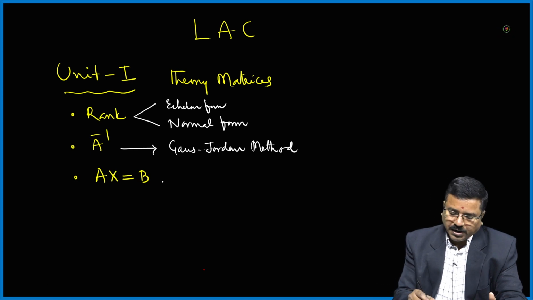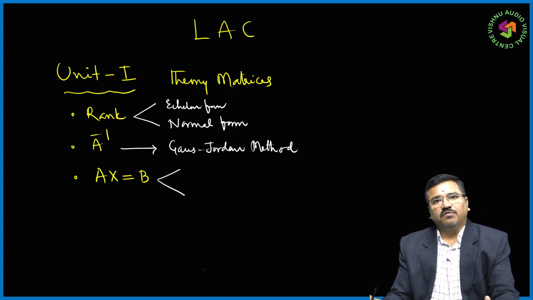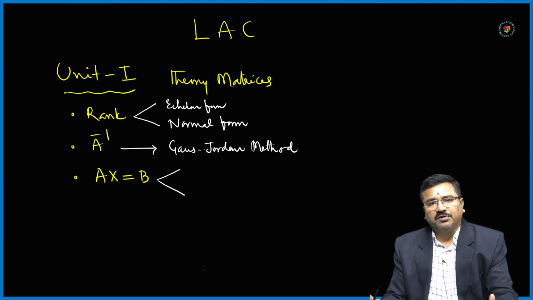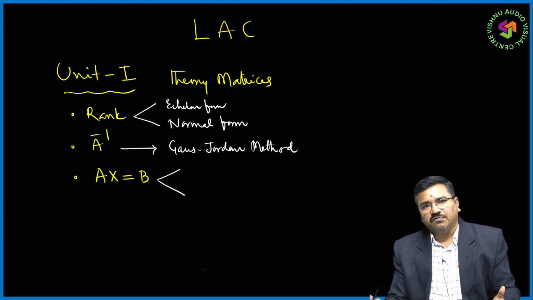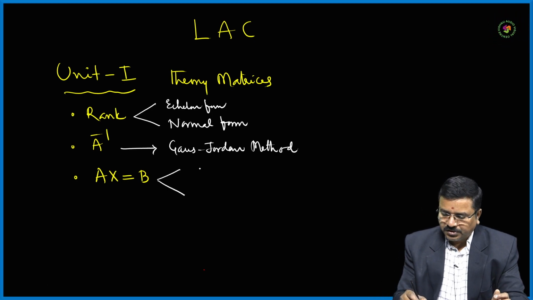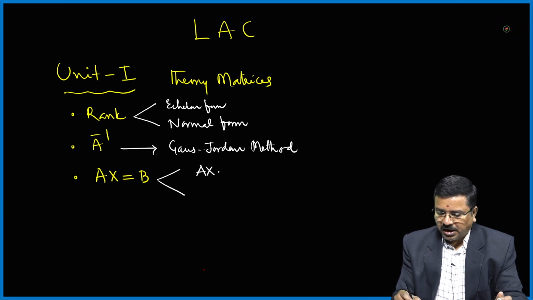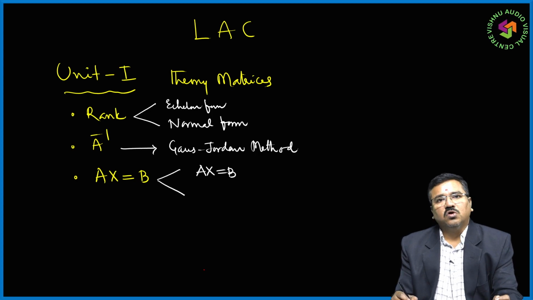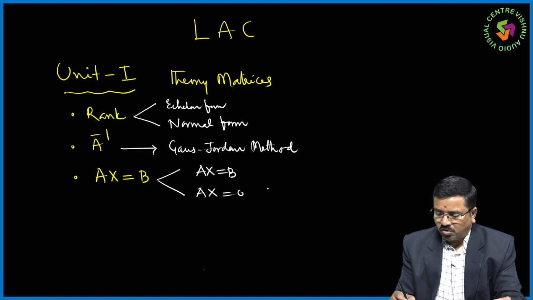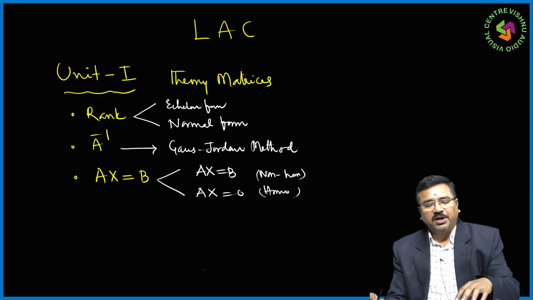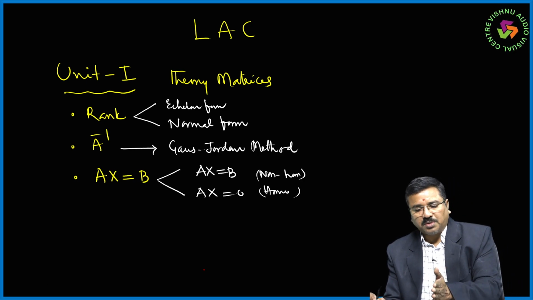Next, for system of equations, we have 2 types. The first is the non-homogeneous system of equations, the second is the homogeneous system of equations. Non-homogeneous means Ax equal to B is called a non-homogeneous system of equations. Ax equal to 0 is called a homogeneous system of equations. These are the main topics, and the subtopics are these.